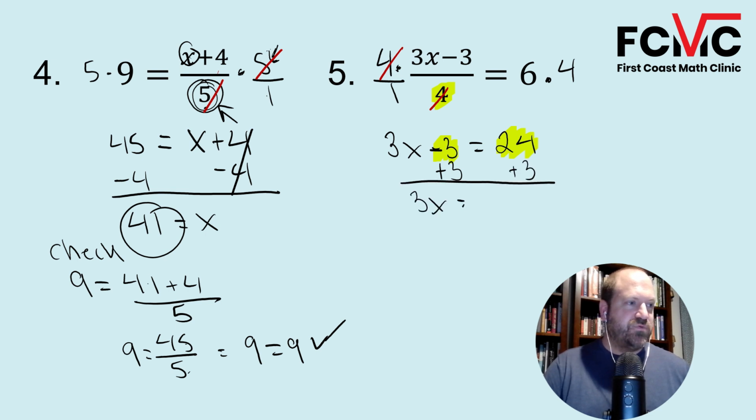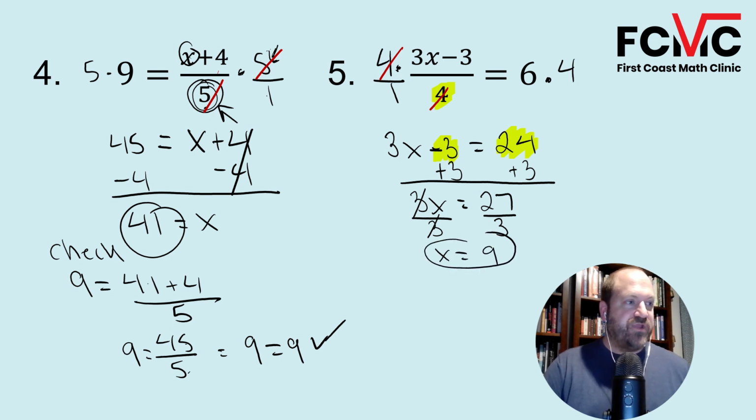I get 3x equals 27. Let's isolate x by dividing by 3. Dividing by 3. Those 3s cancel out. They're just 1 and 1, so I don't need to keep them in there. I get x equals 9 as my answer.